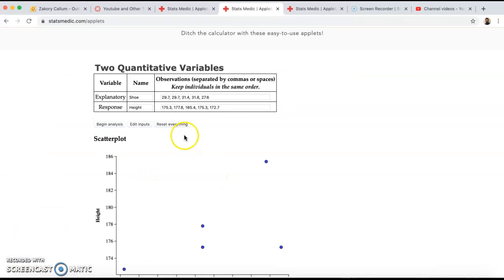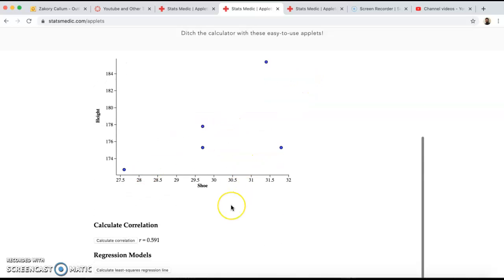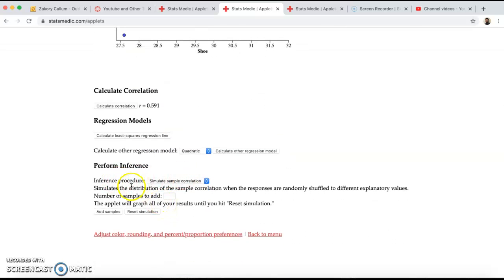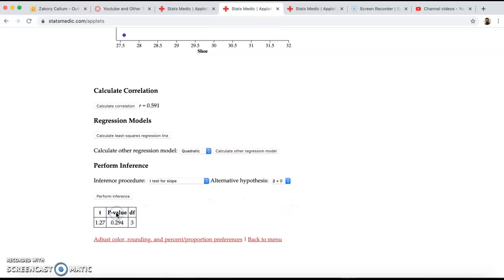This is still the same one where I typed in the data, and it graphed a scatter plot for me. Then I can come down to the bottom here, where under perform inference, I want to change this option to t-test for slope. This is what will allow me to test if there's a correlation or not. So just to see if there's a correlation, I want to make sure it's on the beta does not equal 0 option. Click perform inference. It also gives me that p-value of 0.294.